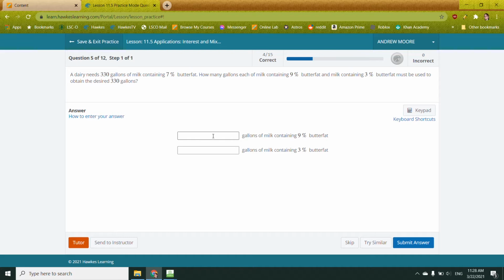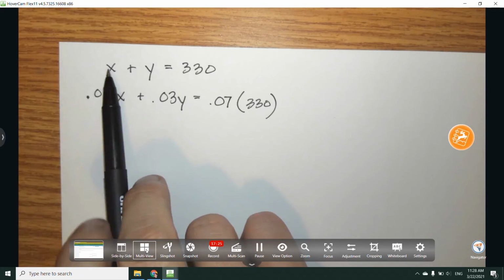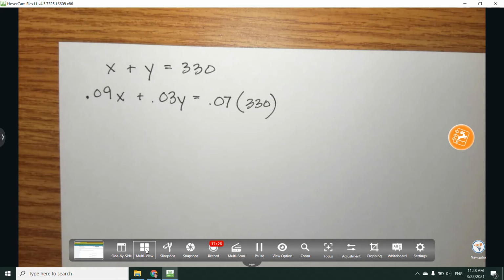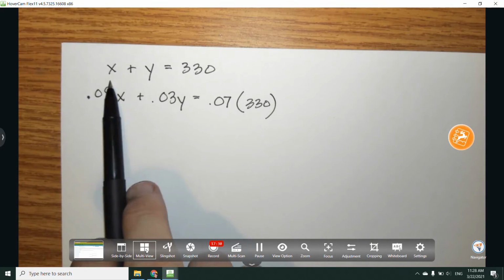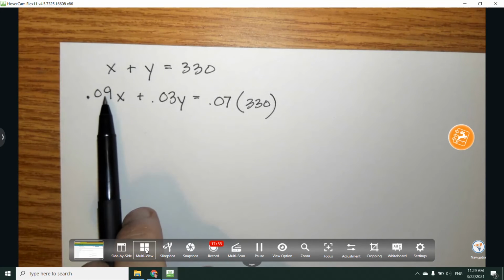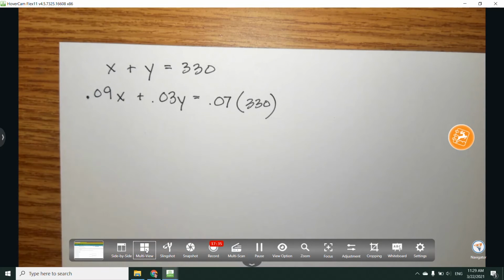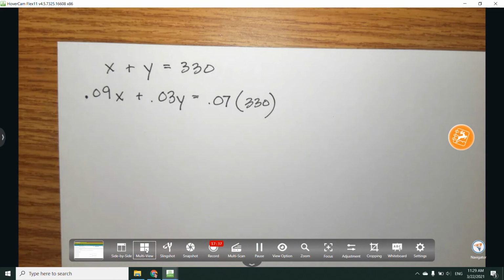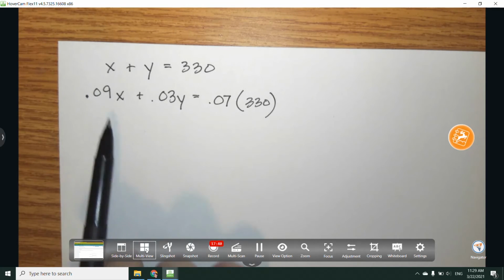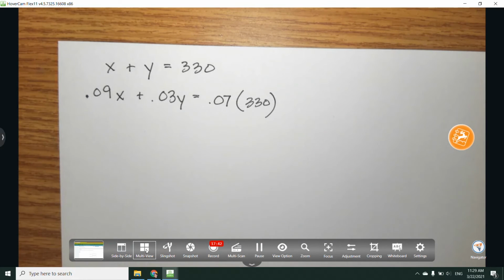A dairy needs 330 gallons of milk containing 7% butterfat. How many gallons each of milk containing 9% butterfat and milk containing 3% butterfat must be used to obtain the desired 330 gallons? And this is how we're setting this one up. Remember, we're adding the gallons together. They should equal that 330. And then we're getting the butterfat of each one. So the percentage of butterfat times the amount of gallons we have is our equation that would tell us what butterfat is in each one.